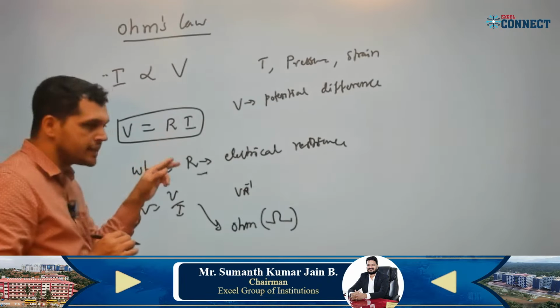By rearranging this equation, potential difference divided by current, volt per ampere, ohm is the SI unit. Now this electrical resistance: how do you define electrical resistance? Definition.